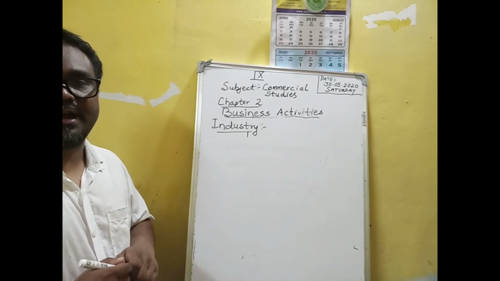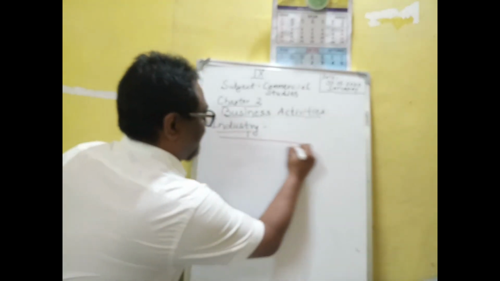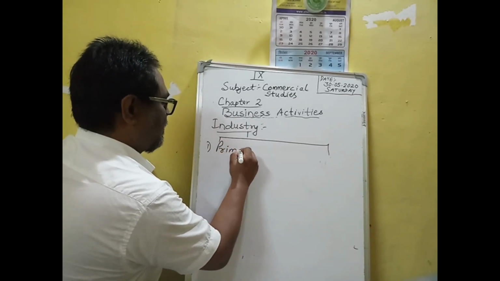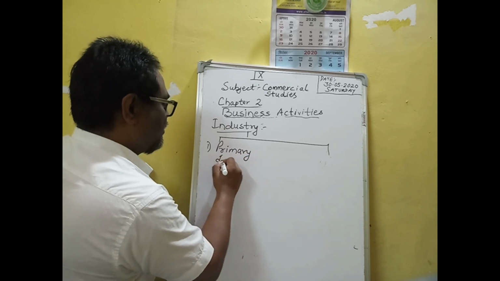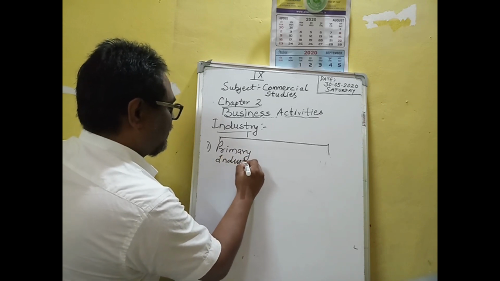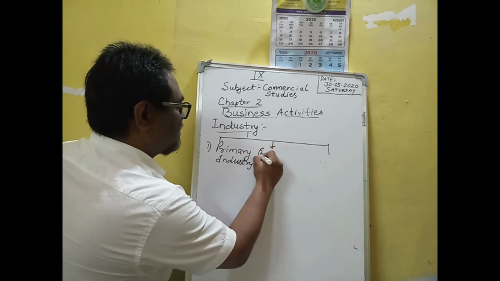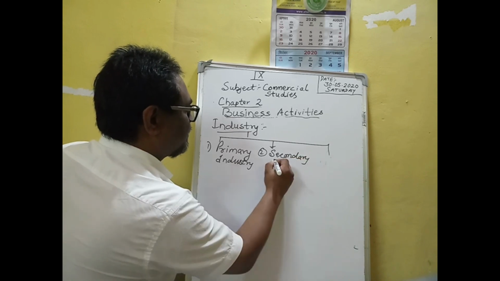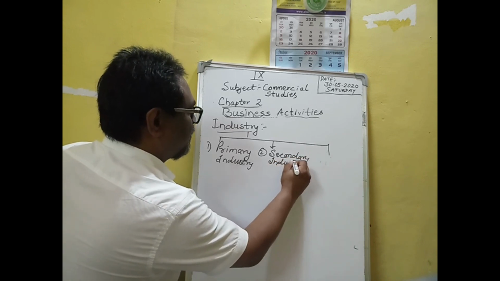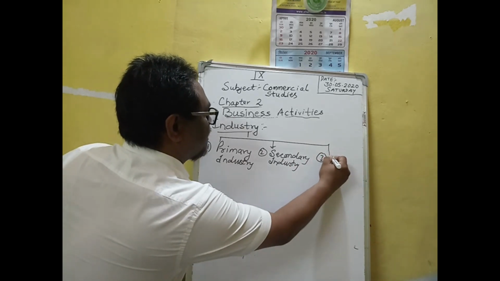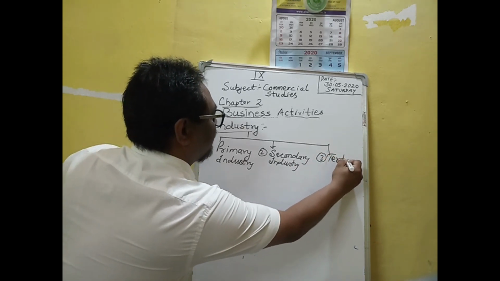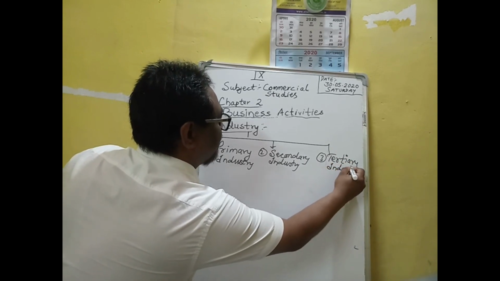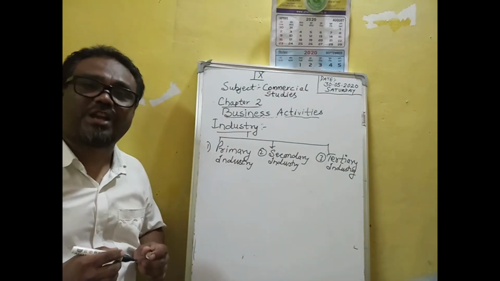There are different types of industry. If you see the different types, first is primary industry. Then number 2, secondary industry. And third, we have tertiary industry. So there are 3 types of industry.